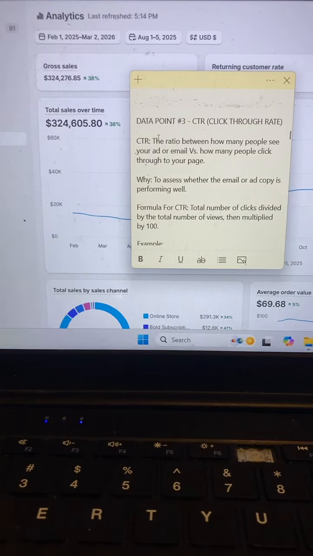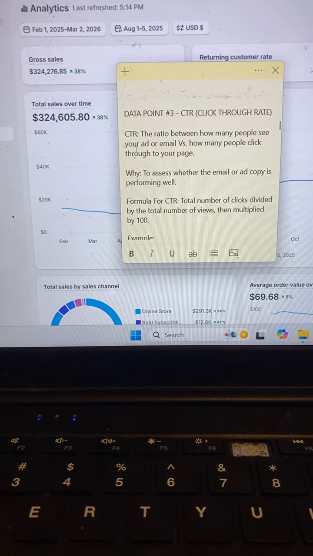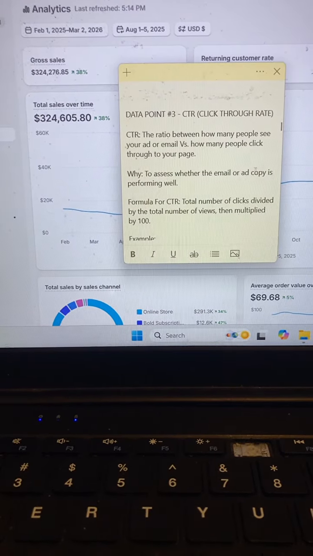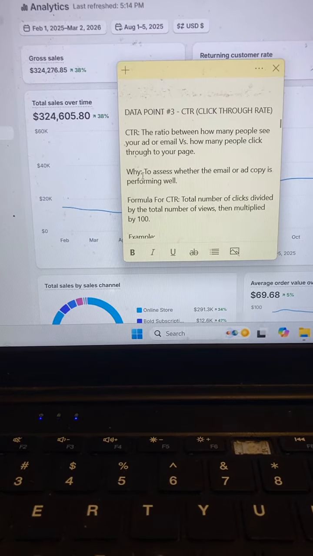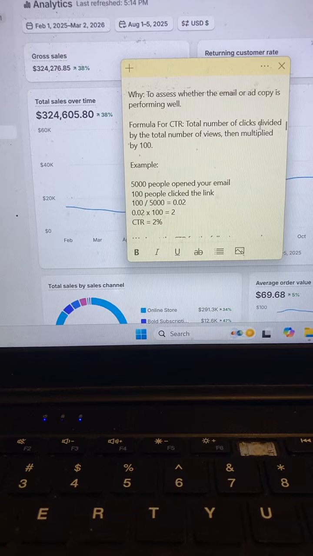So data point number three is going to be your click-through rate. And that simply means the ratio between how many people see your ad or email versus how many people click through to your page. And this is important to assess whether the email or the ad copy or creative is performing well.